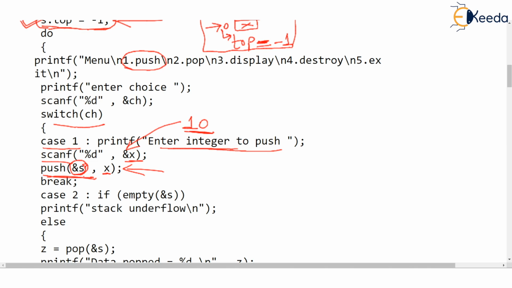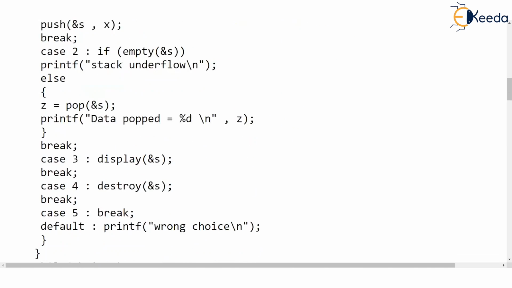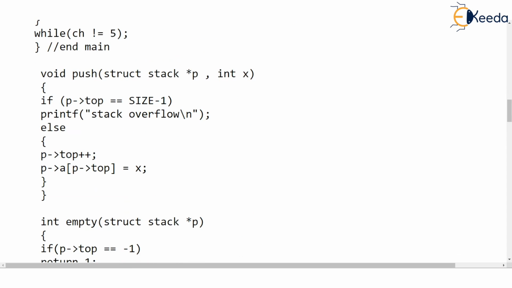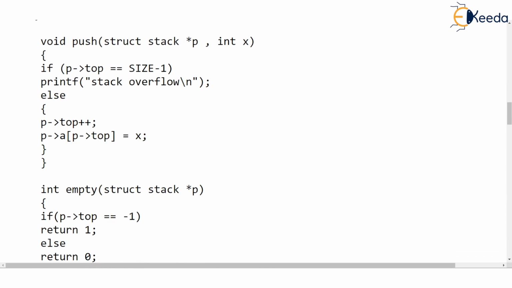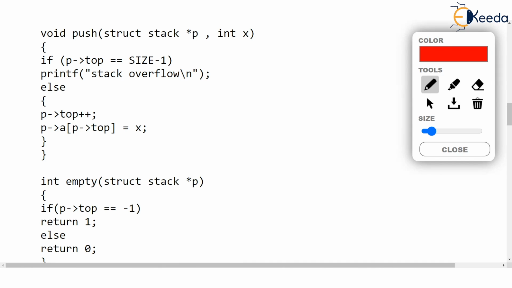Anyway, so the push function has been called. Let's go to the push function now and see what code is written here. Here is the code, void push. Well, before we run this void push, I will draw a picture again. This is the stack, correct?